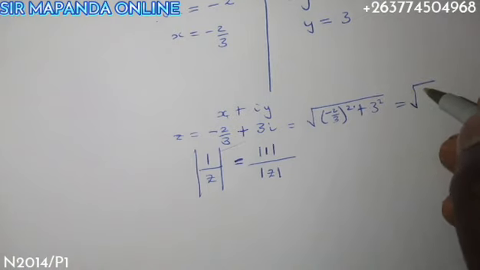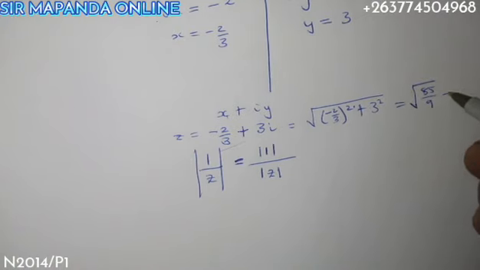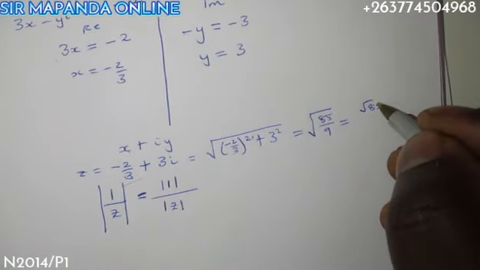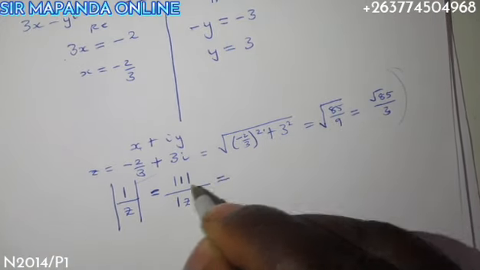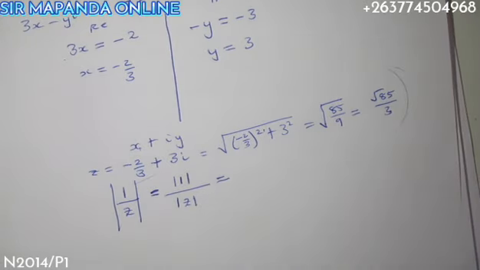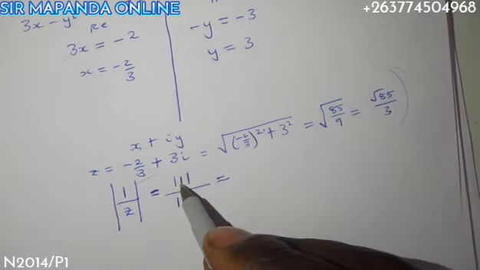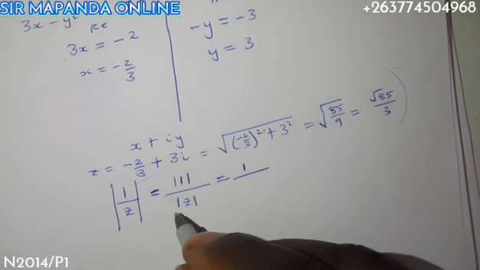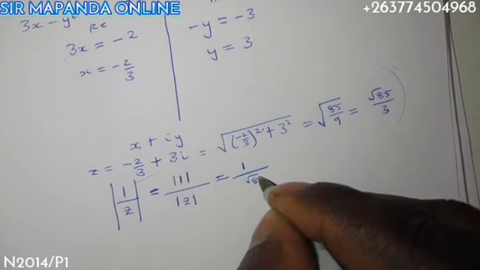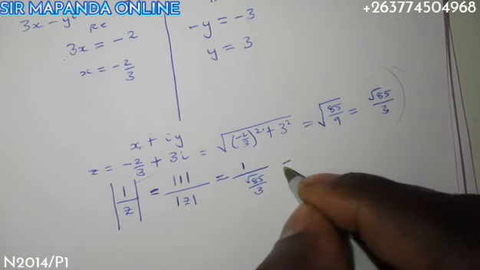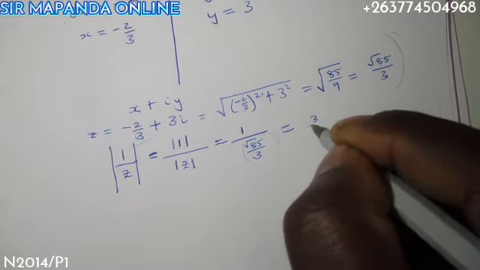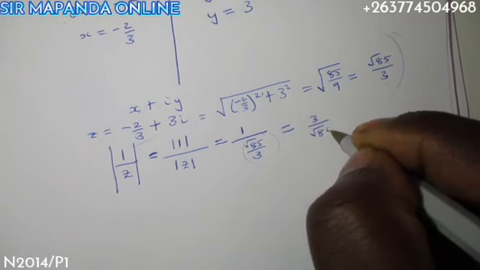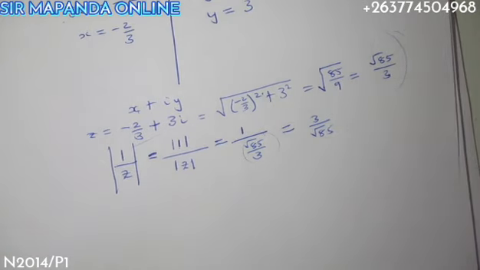You get 85 over 9 here, which is simply the square root of 85 over 3 as the modulus of z. The modulus of a constant term is the constant term itself, so the modulus of 1 is 1. Then the modulus of 1 over z is 1 over root 85 over 3, and to simplify this, you just reciprocate your denominator. So your final answer is 3 over square root of 85. I hope you are following, class.